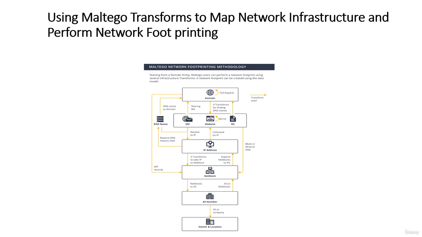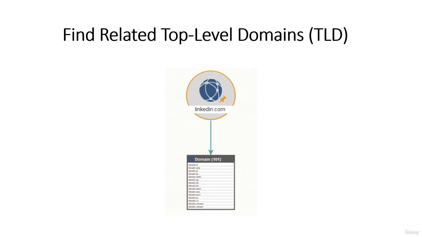So, now we will talk about how to find a related top level domain. Starting at the top of the model with the target domain, we see an arrow labeled TLD expand, pointing from a domain back to a domain. This step searches for top level domains that belong to the target organization, a step that allows analysts to grasp the overall or interconnected infrastructure, especially in an international organization.